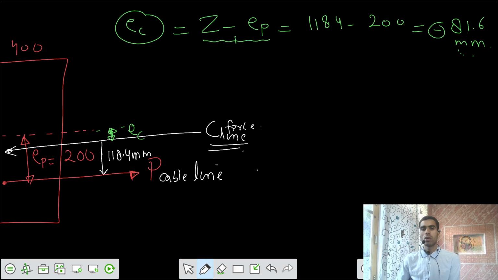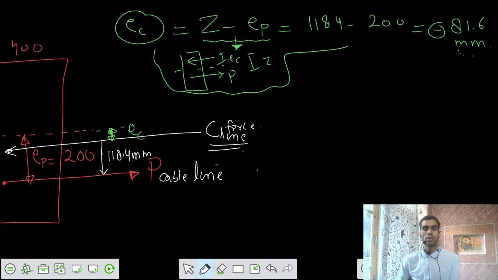This equation we used based on the fact that we said the C force was above and the P force was below, and based on that we said this is your Z, this was your EC in the previous case during the derivation. But in this case, by physical observation, I can directly say EC is 200 minus 118.4, that is 81.6 below the neutral axis. Okay.